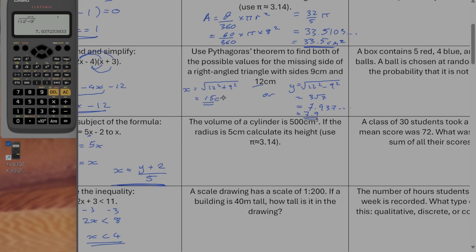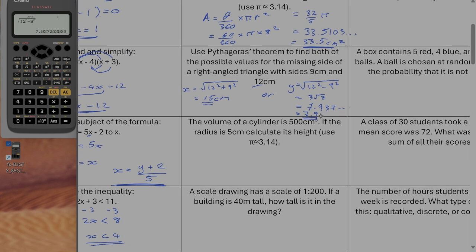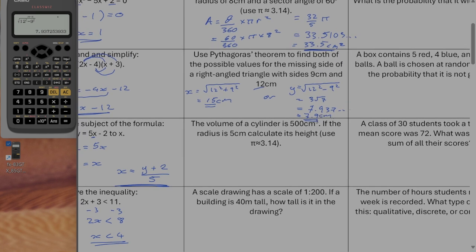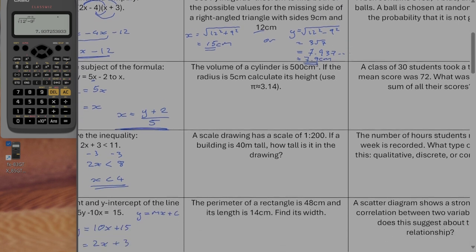And these are centimeters, so we'll put the unit in as well. Okay, the volume of a cylinder is 500 centimeters cubed. If the radius is 5 centimeters, calculate its height. To use pi, we won't use 3.14 because we've got a calculator.